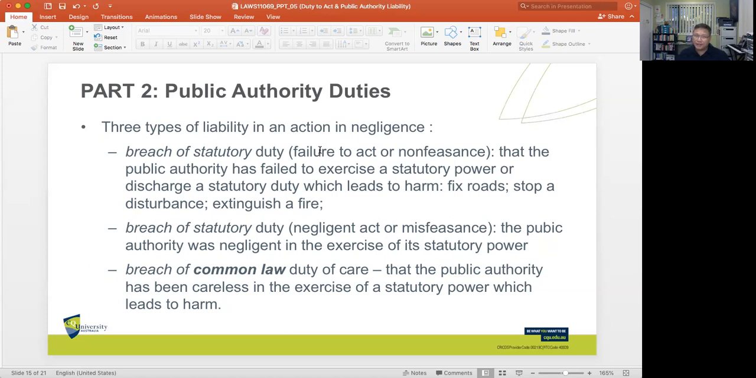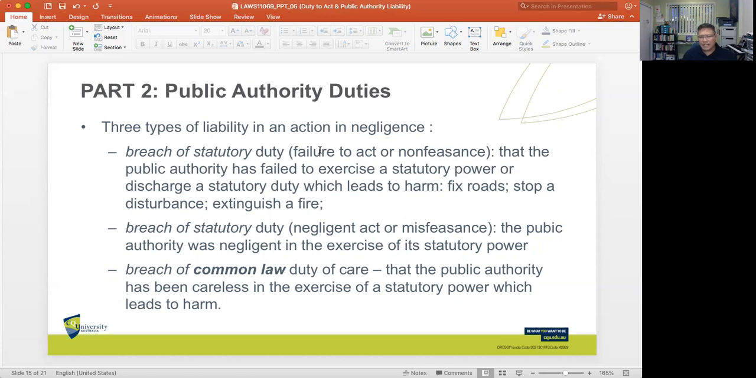nonfeasance. So if there is a duty, there is an expectation that that duty has to be discharged. It has to be complied with. It has to be fulfilled. So when a public authority does not fulfill or discharge its statutory duty, that leads to nonfeasance. In that case, that can lead to public authority liability. For example, there might be a duty to fix roads, stop a disturbance, or extinguish a fire on the part of the fire department. If any of these public authorities fail to comply with their statutory duty, that would lead to public liability because that is nonfeasance, or a failure to act.